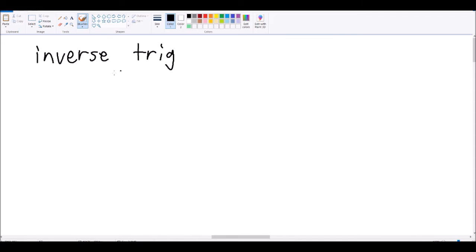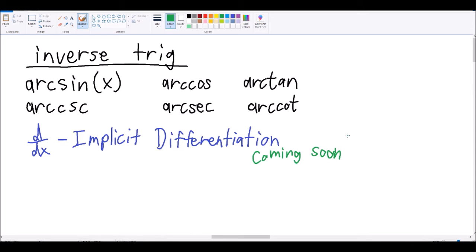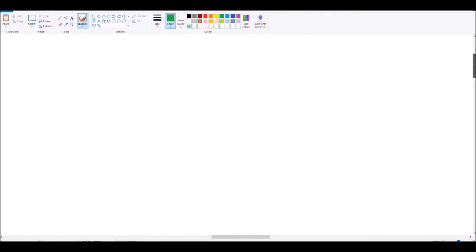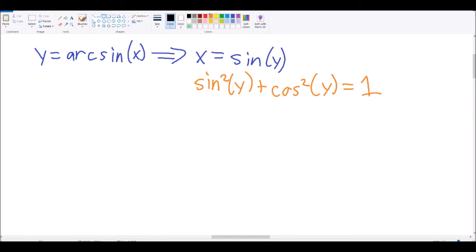What about the inverse trig functions? These get really weird. And the explanation for where these come from uses implicit differentiation, which will be covered at another time. But we can assemble everything up to that point, starting with arc sine of x. If we say that y equals arc sine of x, then that really means x equals sine of y. One thing that is really useful is this trig trick. Sine squared of y plus cosine squared of y equals 1.